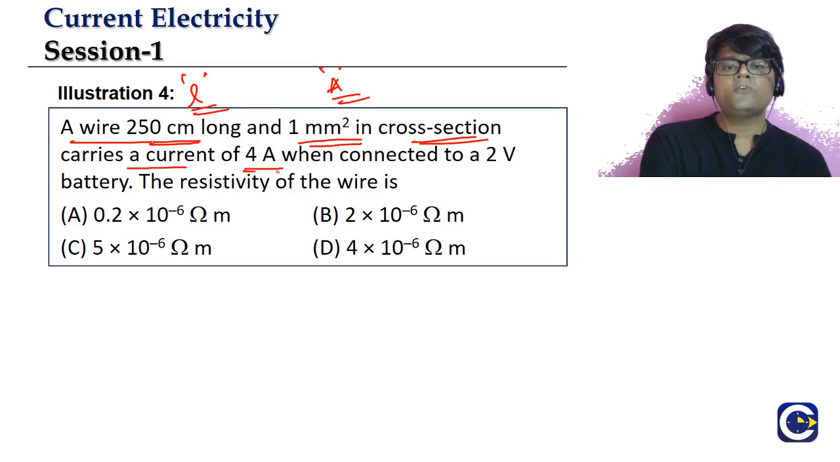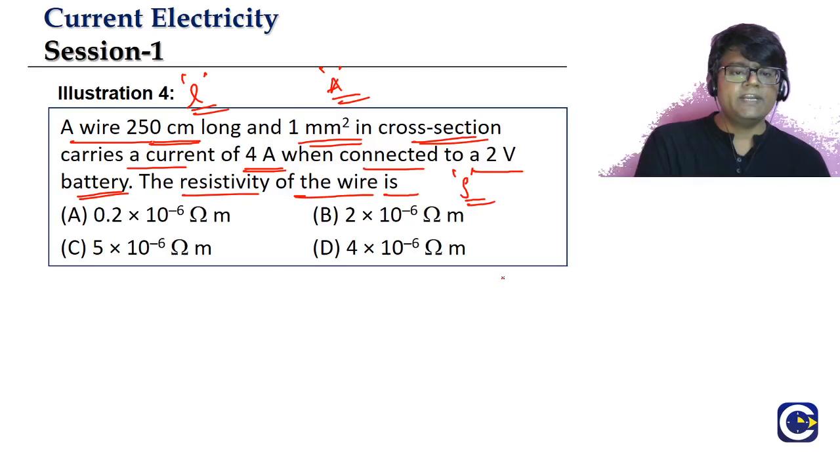Carries a current of 4 amperes. What is the current that it is carrying, guys? It is carrying a current of how much? 4 amperes, when connected to a 2 volt battery. It is carrying a current of 4 amperes when it is connected to what, guys? A 2 volt battery. What is the resistivity of the wire? It means we need to find what? The rho value. We need to find the rho value. Let's see who can get the answer for this, guys.